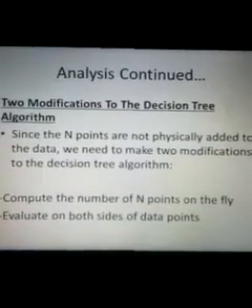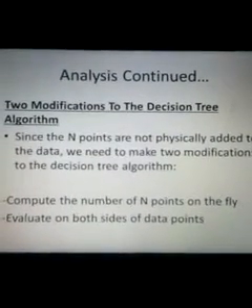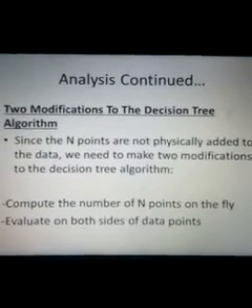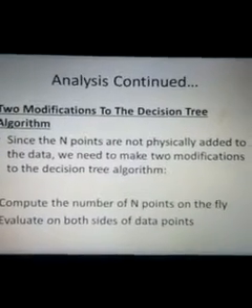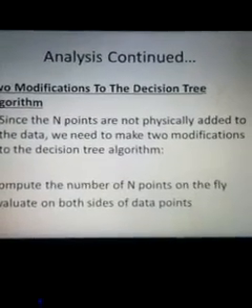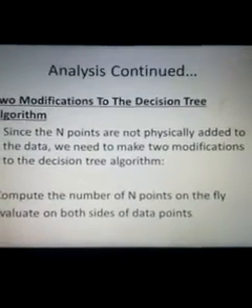Two modifications to the decision tree algorithm. Since endpoints are not physically added to the data, we need to make two modifications to the decision tree algorithm: compute the number of endpoints on the fly, and evaluate both sides of the data points.